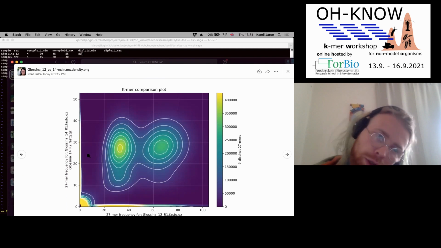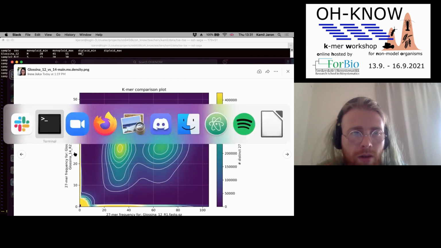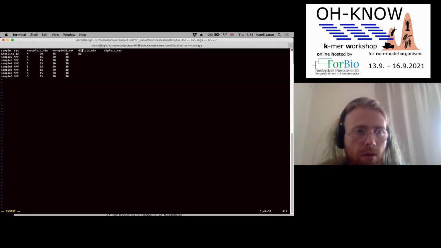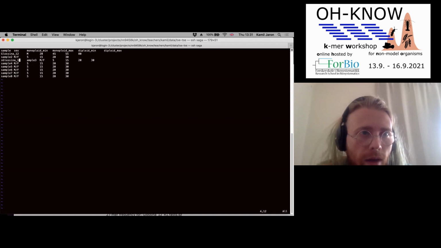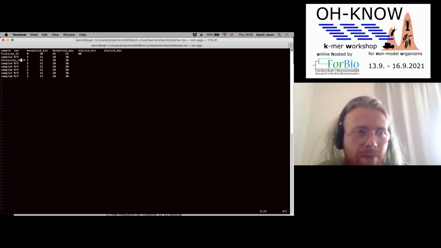So now we can also do the sample number 14. So let me yank the word, Glossina, yank word, paste, Control A. That's why I like Vim. Is it male or female? 14. That's female.